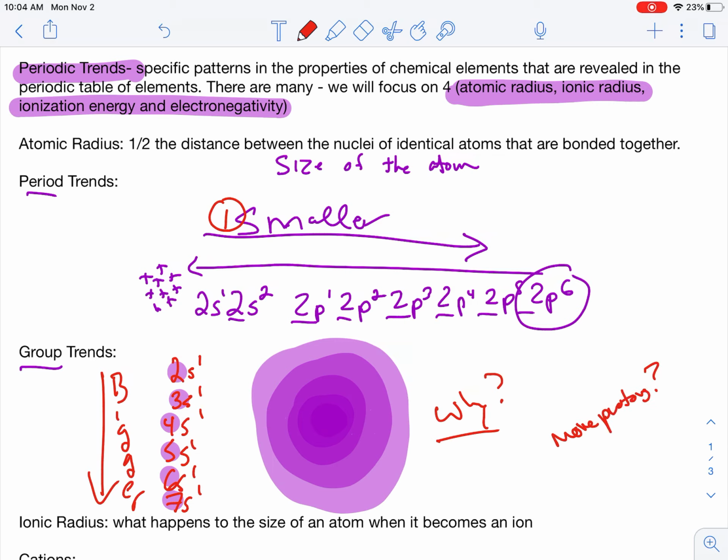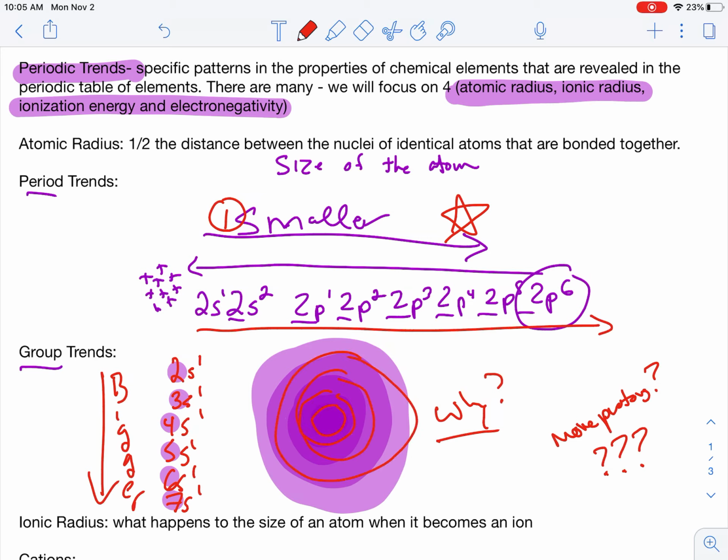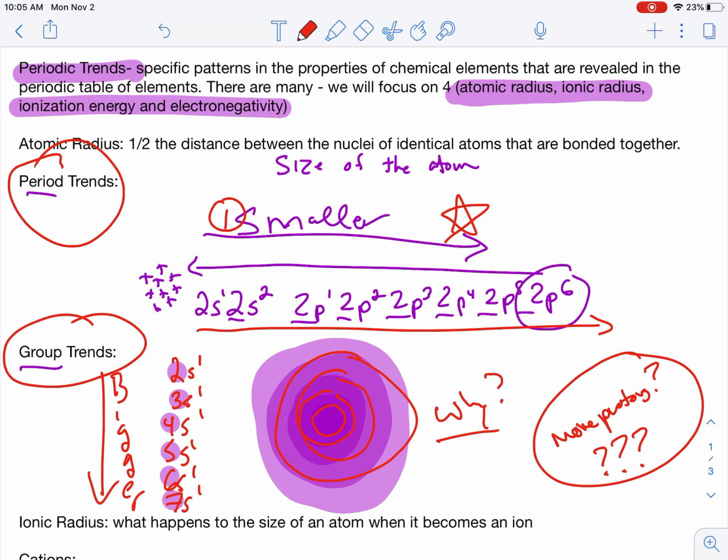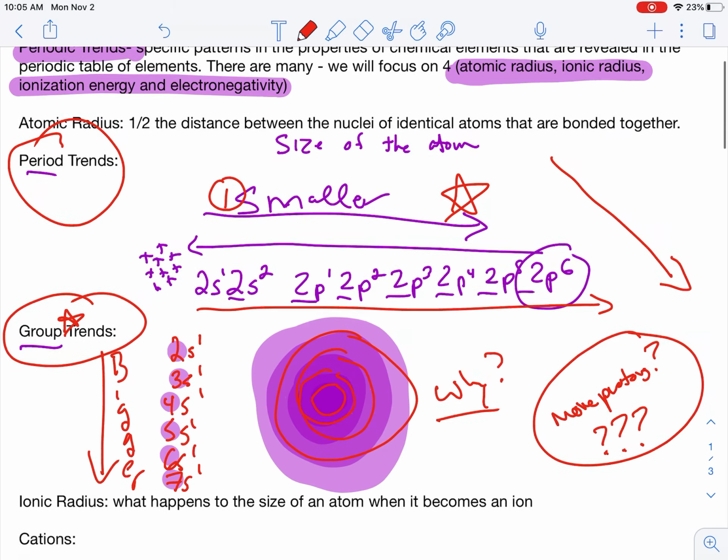So why doesn't the atom get smaller? It got smaller up here because I had more protons, but remember, these are all in the same shell. Now I have these additional shells that are stacking on top of each other, and this group trend outweighs the more proton trend for your period trend. So if I were going in a diagonal, which one's going to have a greater influence, the addition of shells or your effective nuclear charge? The additional shells has a greater influence on the size of the atom.